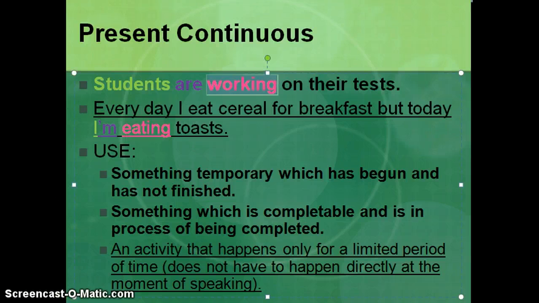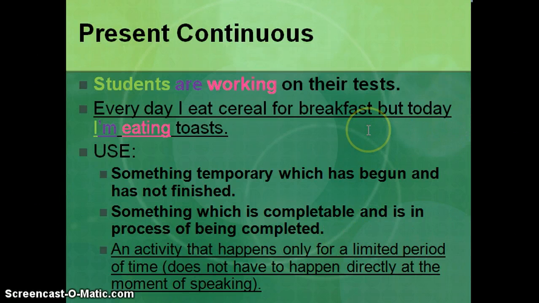Okay, so for example, we've got students are working on their tests. As you can see, it is something that is temporary, which has begun and has not finished, and something which is completable, so we know that eventually they're going to finish their test, and it is in process of being completed. So what's happening at the moment.